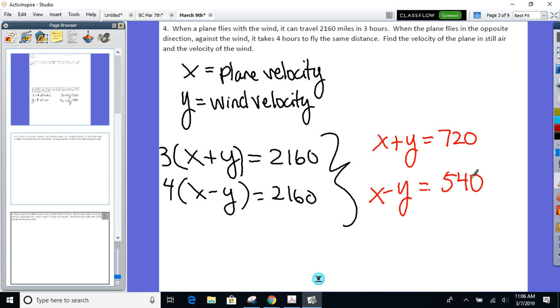All right. So again, with the wind, going in the same direction, I want to add them. Against the wind, I want to subtract them when they're going in opposite directions. Anything there? Again, every single question is going to be on there tomorrow. Break even, mixture, plane, wind speed, all going to be on there.